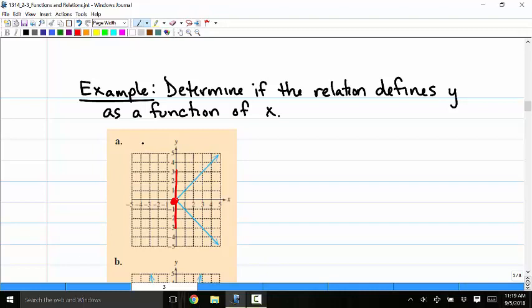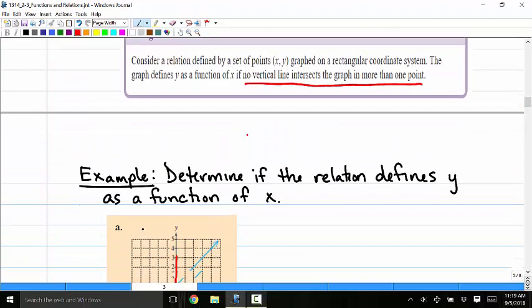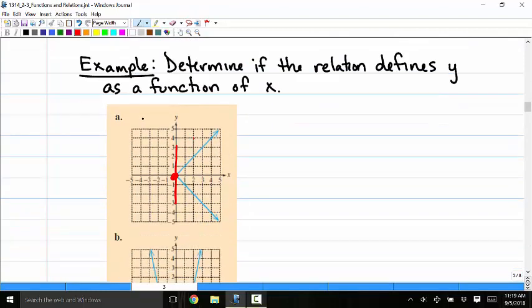What does the vertical line test say? No vertical line. So if I can find another vertical line, let's say this one, how many times does it intersect? Twice. Okay, I don't care about that vertical line. This vertical line intersects it twice, so guess what? This is not a function. If you can find one vertical line that intersects it more than once, it's not a function.